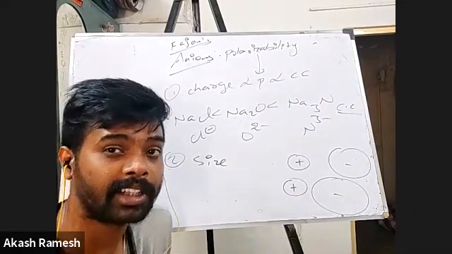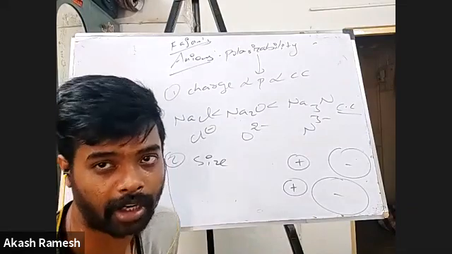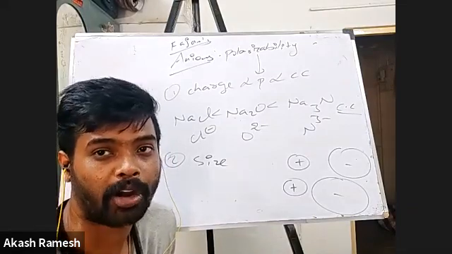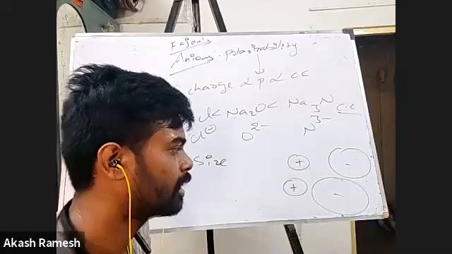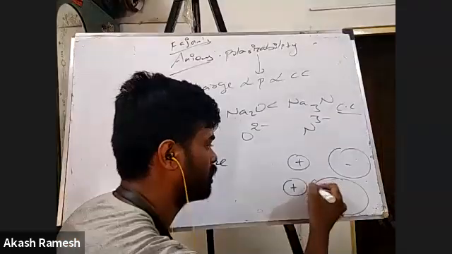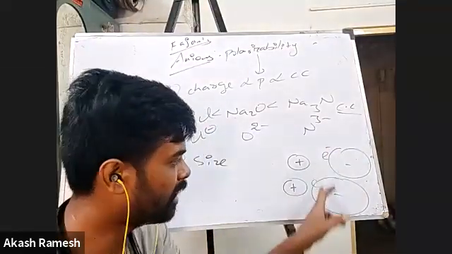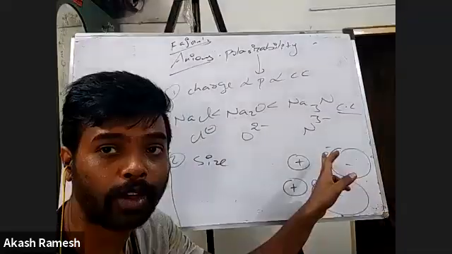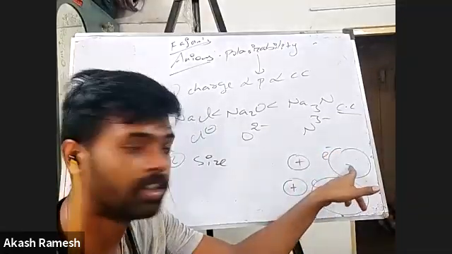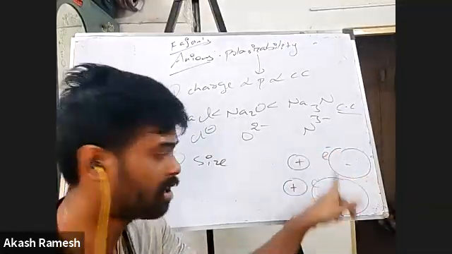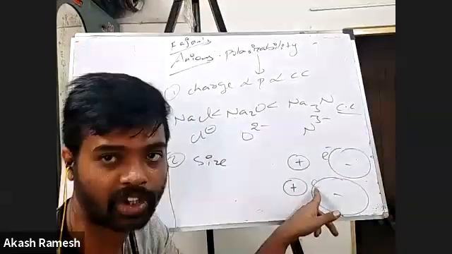Which can easily distort the cloud, the bigger one or the smaller one? Bigger one, sir. Definitely, right? Because you can see that if this is the valence electron in this case and this is the valence electron in this case, both the valence electrons have a force of attraction with their nucleus. Each nucleus will have an attraction here and this nucleus will have an attraction here, right?